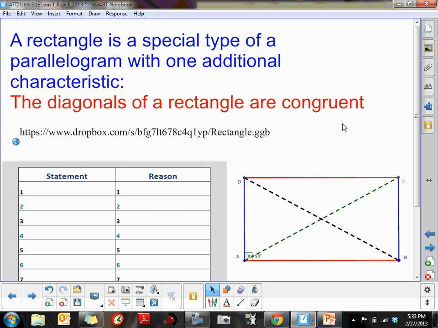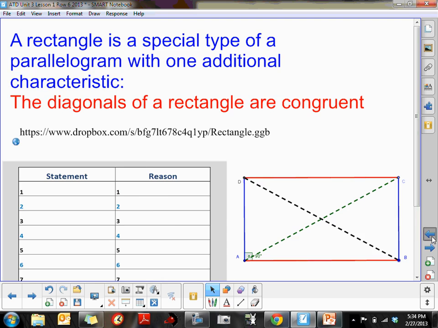Okay, we are now finished proving all the characteristics that we need about the parallelogram. Now we're going to jump down to the next one that was in our table or in our chart that we filled out, and that is a rectangle. Now a rectangle is a special type of parallelogram with one additional characteristic. And by definition it has 4 right angles, but it has an additional characteristic that we completed in our chart, and that is that the diagonals of a rectangle are congruent.